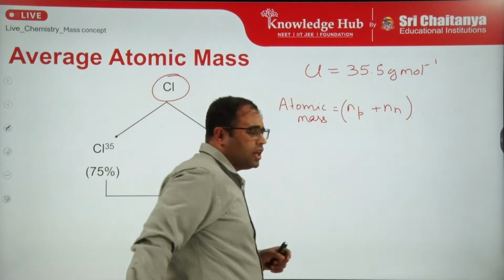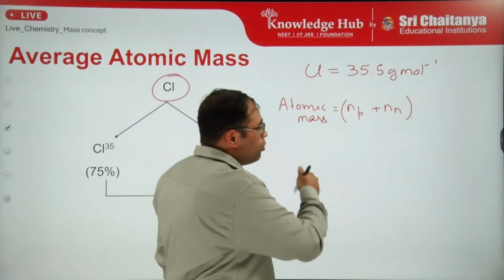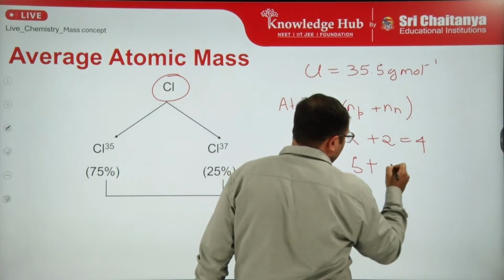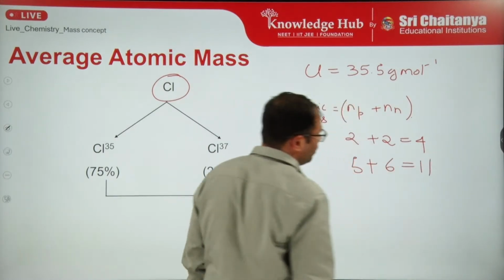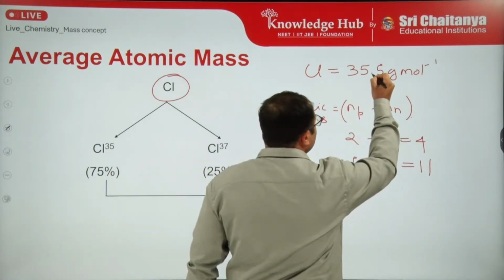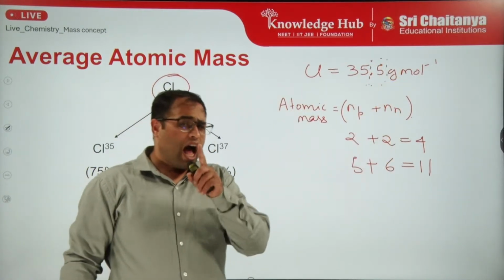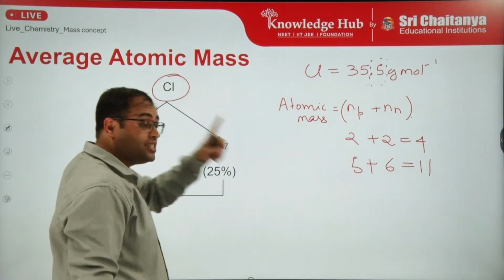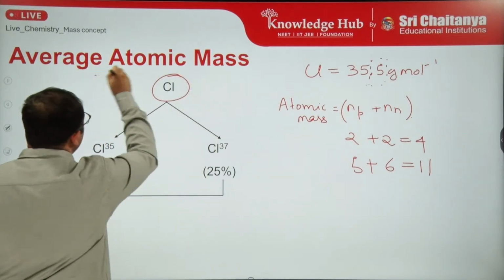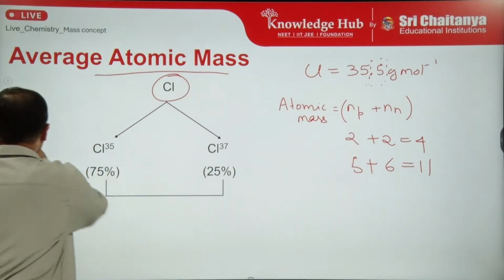So tell me one thing, can we have half a proton or half a neutron? No, right? No matter whether it is 2 plus 2, it will come out to be 4, 5 plus 5, or 5 plus 6 for that matter, comes out to be 11. It will always be a whole number, right? So how did we get this 0.5? Well, the answer to that question lies in this session and in this concept of average atomic mass. Right. Now let us move further and understand this concept.